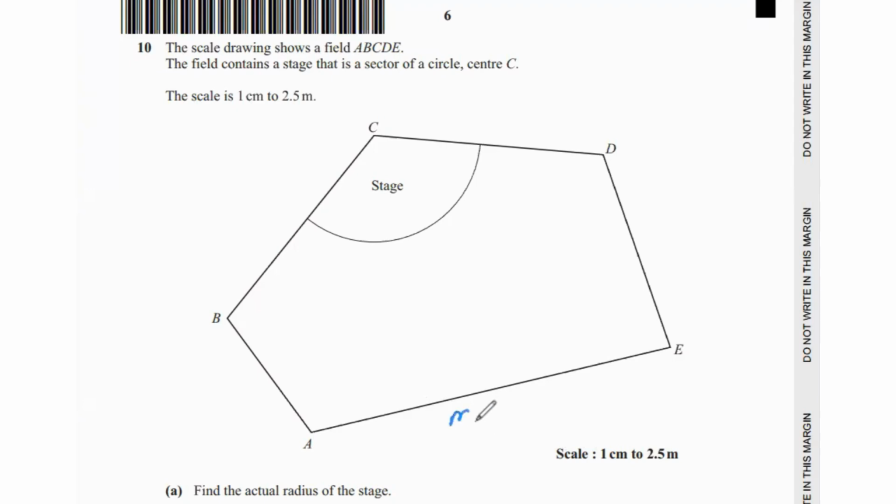So multiply the measured distance by 2.5. This will help you in finding the actual radius of the stage.